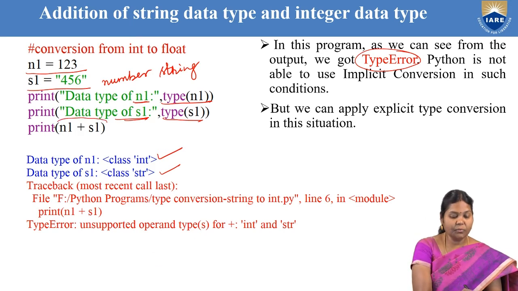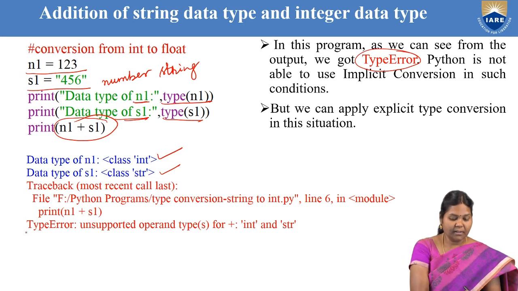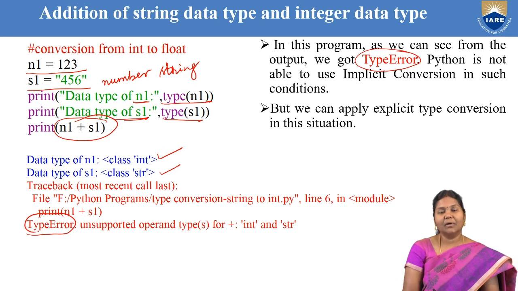So, what am I trying to do? I am trying to add one integer type with a string type, which is not allowed in Python. It is an unsupported type, and implicit type conversion cannot be applied here. That is why the error you will get is called a type error.